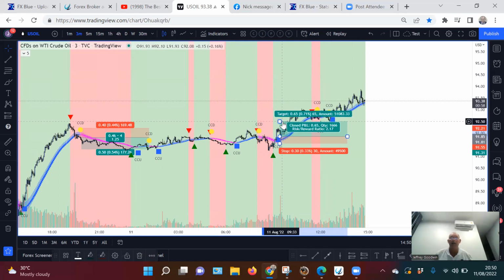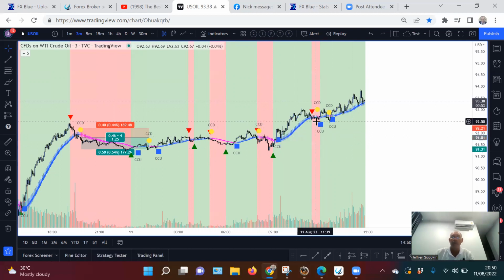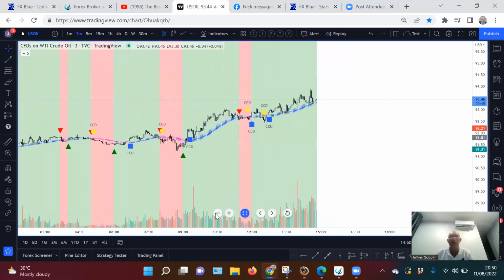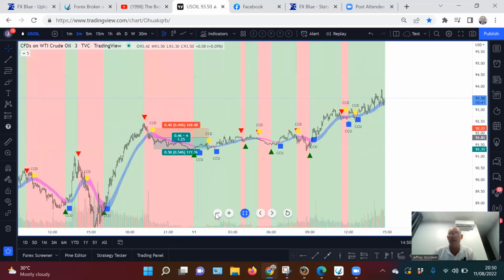This is the here, this is the now. It goes down, and I would stay out. A good thing with this is that rather than focusing on the candles, I'm focused more on the trend, using the color to assist us. It changes to green, we get this up signal, and we do the exact same thing there.